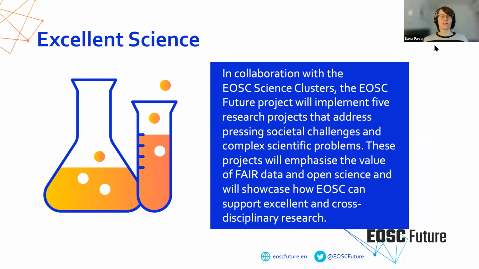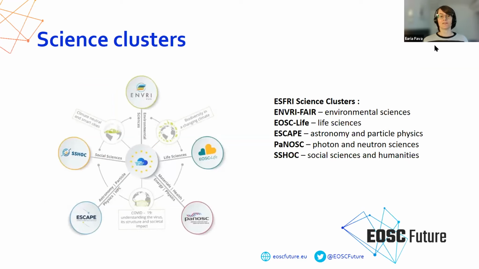One of the other objectives of EOSC Future is to support excellent science, and this will be done in collaboration with the 5 ESFRI science clusters. So these are EOSC projects that are tackling complex scientific problems and addressing societal challenges. So the excellent science part will make use of the most useful best practices for researchers. And these are the 5 science clusters involved in the process. So you see that they span across many disciplines.